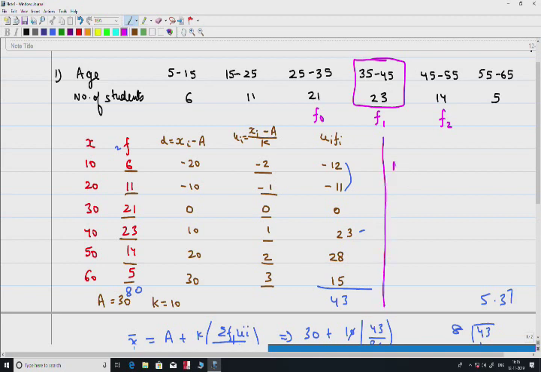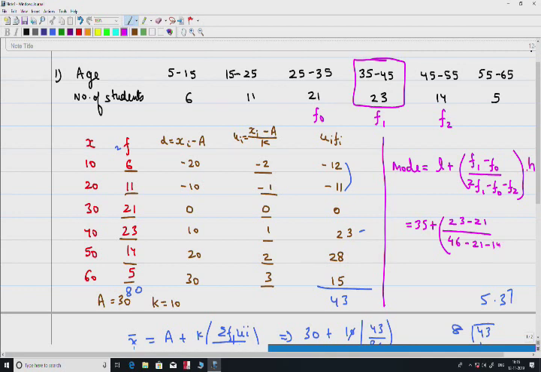Now we can find the mode, and I hope you remember the formula for the mode. Mode is equal to L plus (F1 minus F0) over (2F1 minus F0 minus F2), into H. The H is the class size. So the lower limit of the modal class is 35, plus F1 minus F0, 23 minus 21, over 2 times 23, which is 46, minus 21 minus 14, and the class size is 10.